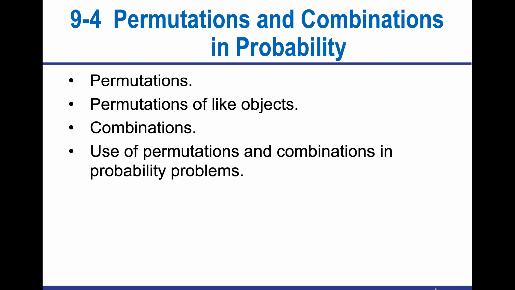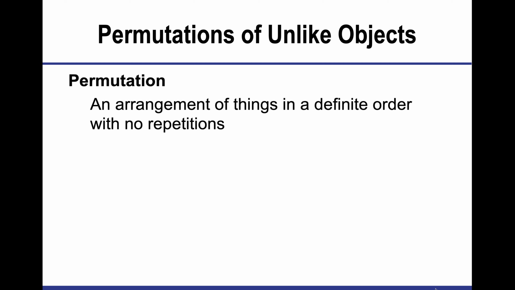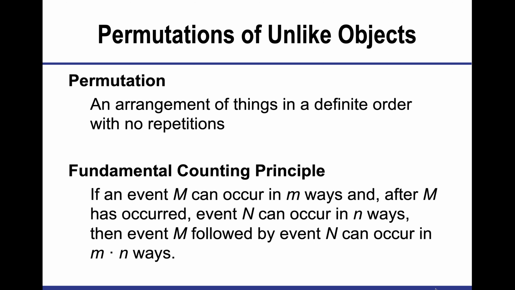And in this video, we're going to take a look at permutations, permutations of like objects, combinations, and then using permutations and combinations in probability problems. So a permutation is an arrangement of things that have to go in some specific order. Think about it like a combination lock. You have to enter those values in order. A password, you have to enter things in order, but there are no repetitions allowed.